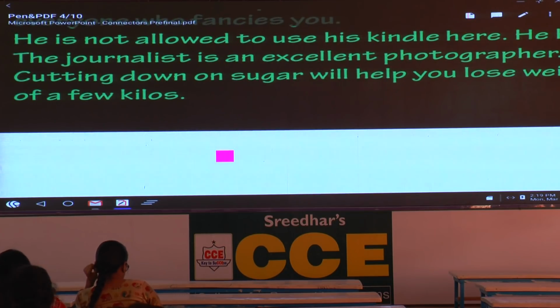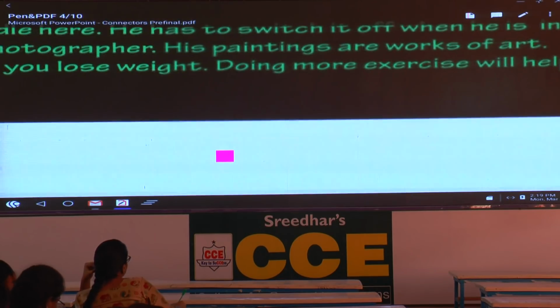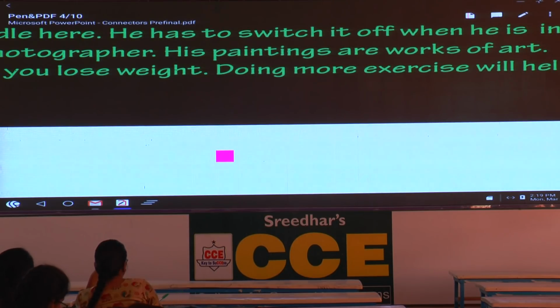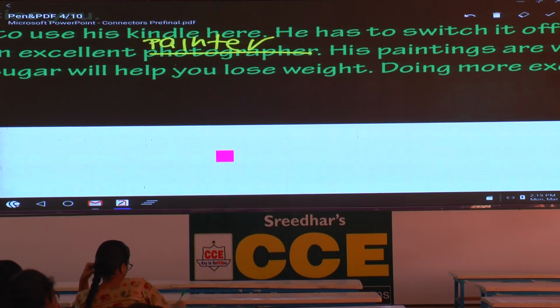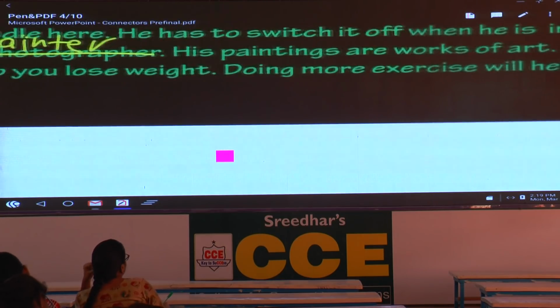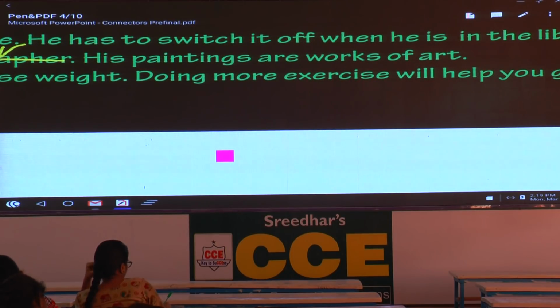The next one, this I have brought intentionally, a new word. The journalist is an excellent photographer. That is the first sentence. Shall I read out the second one? His paintings are works of art. Oh, here I should have used painter. Please change photographer to painter. The journalist is an excellent painter. His paintings are works of art.